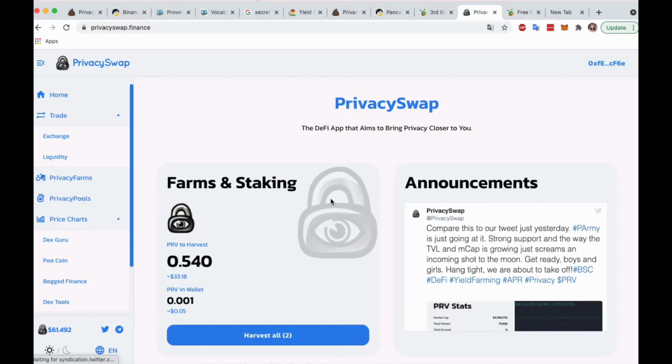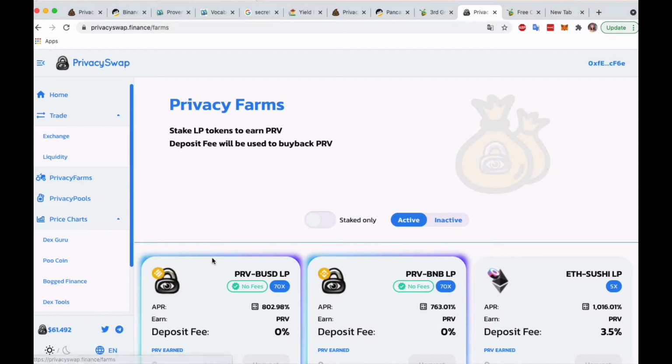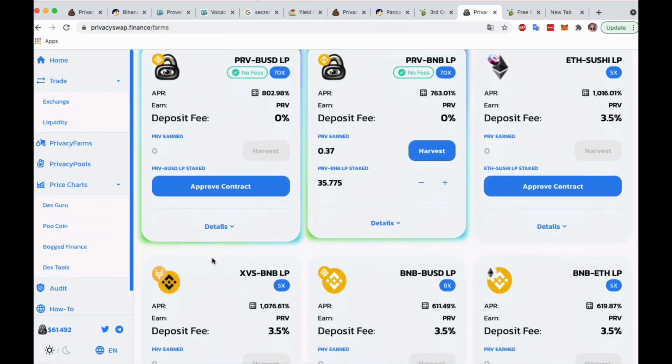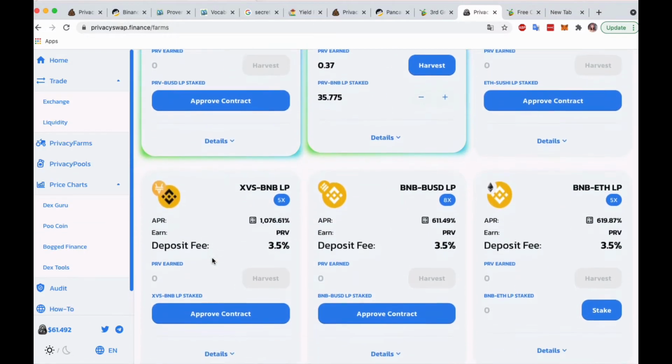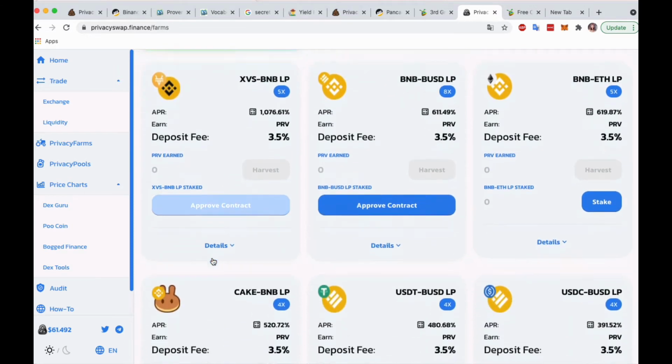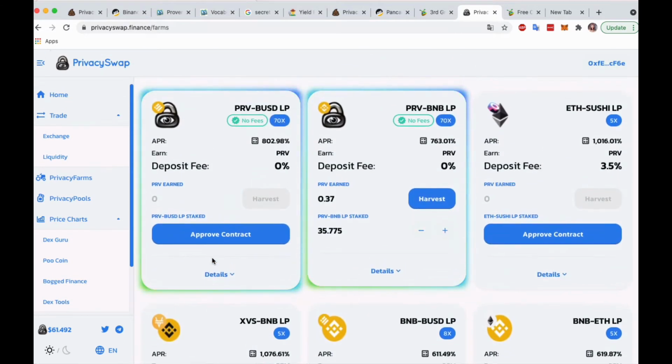Alright, in this video, I'm guiding you through the Privacy Farms, or DeFi farming. First and foremost, I'm going to head over to the farming tab. And over here, you can see a various selection of different kinds of farms that you can participate in. Just from the top to the bottom, these are some of the ones.